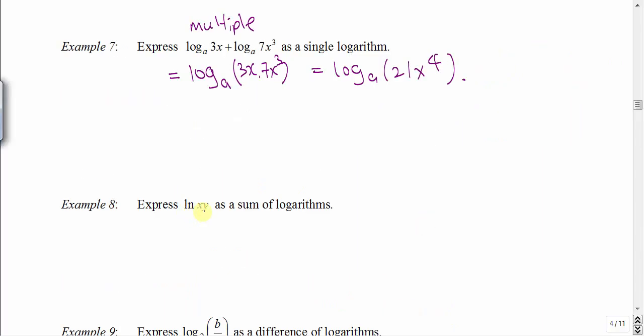Express ln xy as a sum of logarithms. Ln is log base e. So whatever law applies to log will apply to ln. So multiply becomes a plus, the first term plus the second term here. So we have expressed a single log as a sum of logarithms.